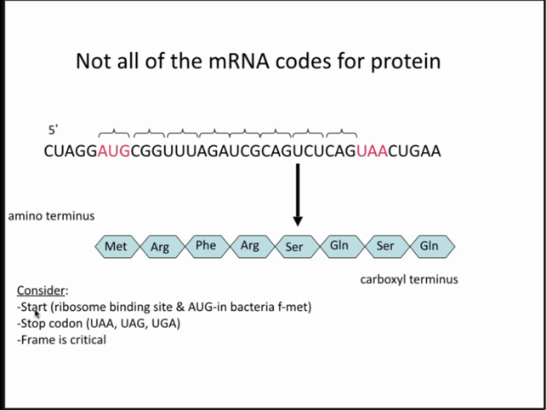So what are these other things doing that aren't coding for protein? Well, you have the start region, the ribosome binding site, right? And then the AUG. You have a stop codon, which does not code for an amino acid. And establishing that and getting the frame is absolutely critical to making a protein.